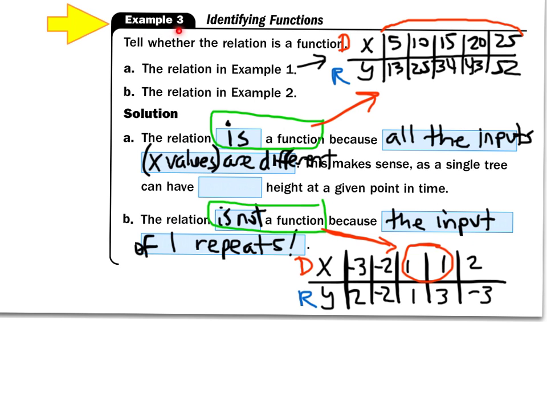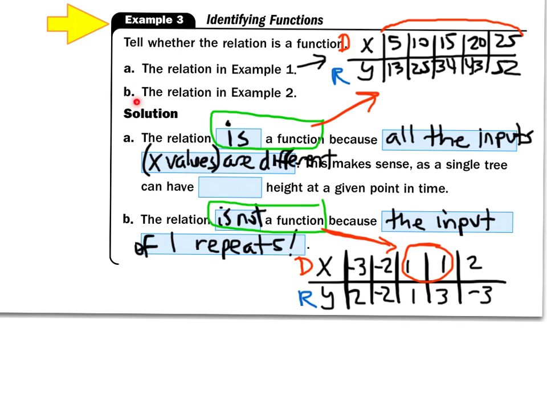Okay, so take a look at example 3. Tell whether the relation is a function. Well, the relation in example 1, I wrote it right here. I took all the X values. Remember, this was about the tree. And I put 5, 10, 15, 20, 25, and I did all the Y values, 13, 25, 34, 43, 52. And for example A, the relation is a function because all of the inputs, the X values, were different. If they're all different and none of them repeat, then you'd say, yes, this is a function.